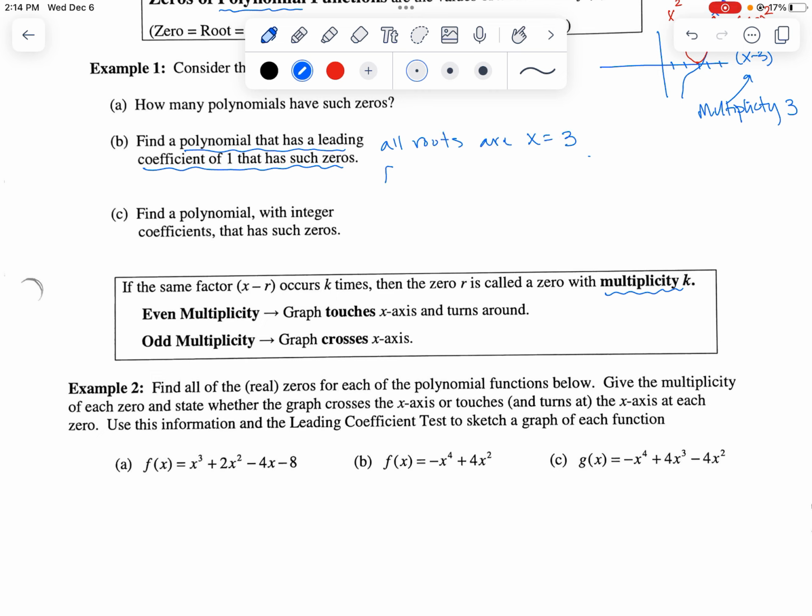So see if you can come up with an equation, f of x equals, where at least 2 roots cross the x-axis at x equals 3. For example, x equals this, maybe f of x equals this. Okay, then I'd like you to find a polynomial with integer coefficients that has such zeros. So a leading coefficient of 1, and then a polynomial with integer coefficients that has these zeros. So then come down and simplify this polynomial.